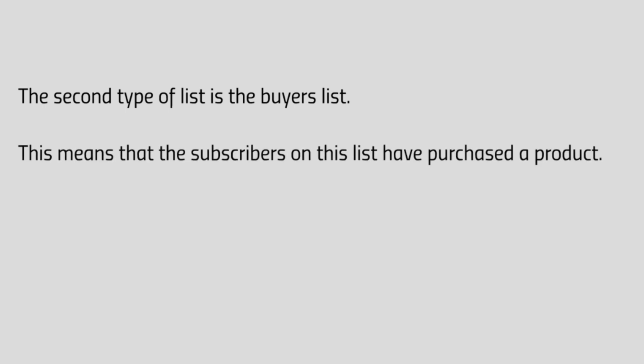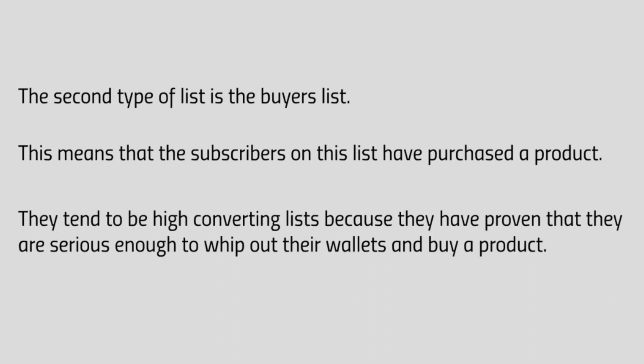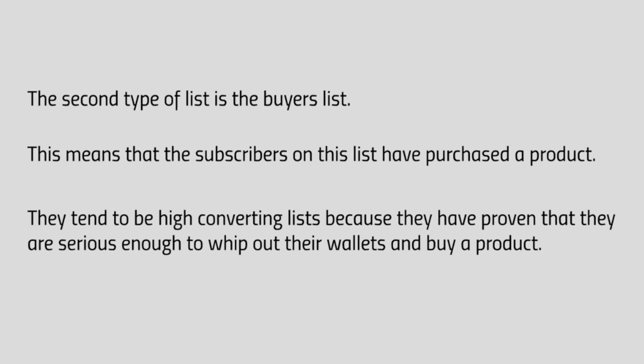This means that the subscribers on the list have actually purchased a product. So say, for example, somebody lands on your sales page. You're selling them something like a $7 or $17 item or whatever price point it is. They buy it and get added to your list. So that is basically a buyer's list. Now, these types of lists tend to be very high converting because they have proven that they're serious enough to whip out their wallets or their credit cards and buy a product.